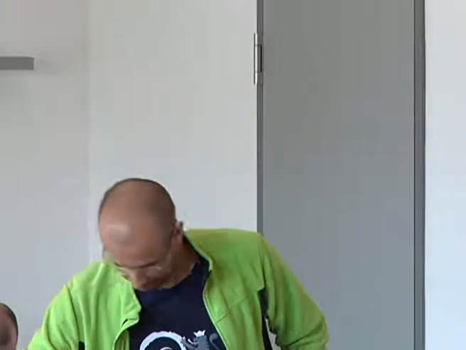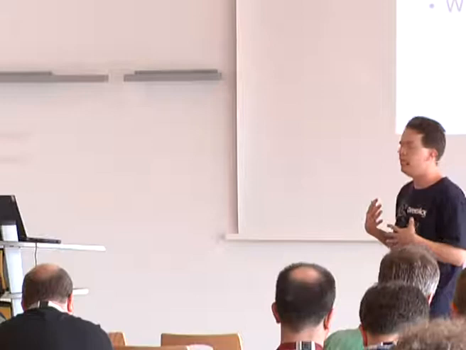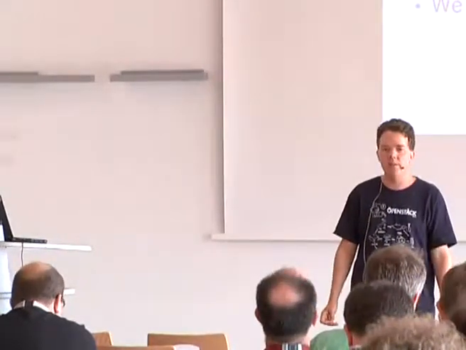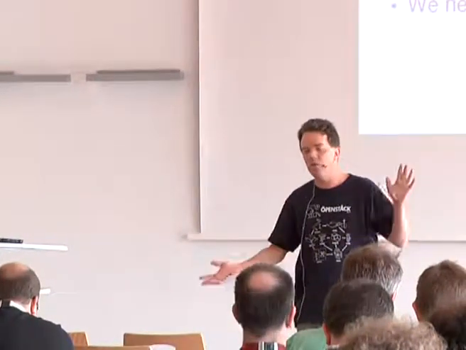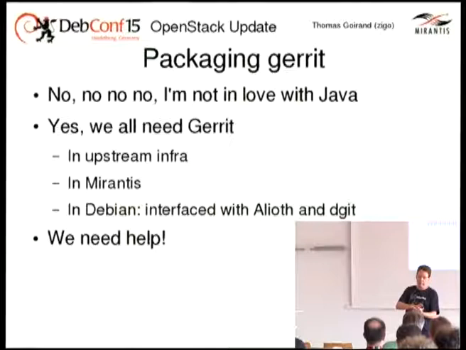So the idea of packaging Gerrit is to have it for me in Mirantis and upstream in OpenStack. And then the idea is also to have it in Debian. We already have something like dgit to interface the Debian archive with Git. What we could do if we have Gerrit packaged would be interfacing Gerrit with dgit, for example, or something else, but dgit seems a nice idea. And then anyone could submit a patch against a package.